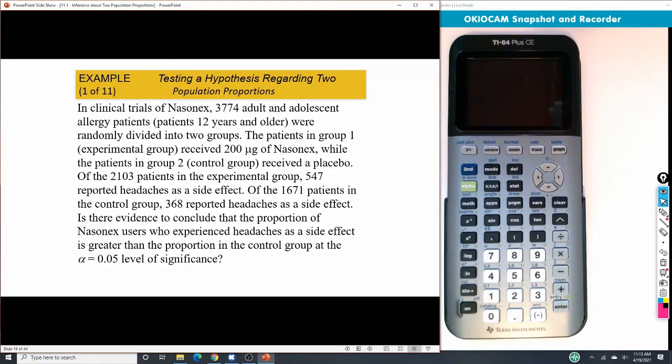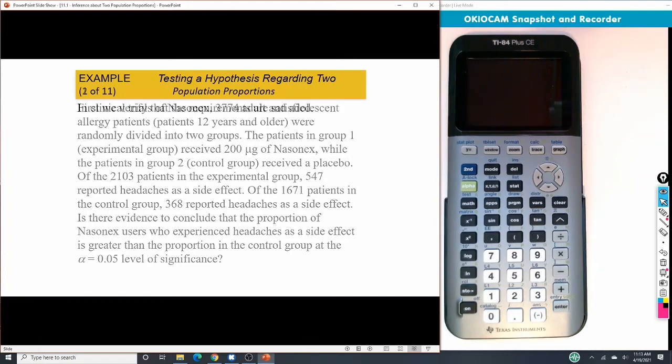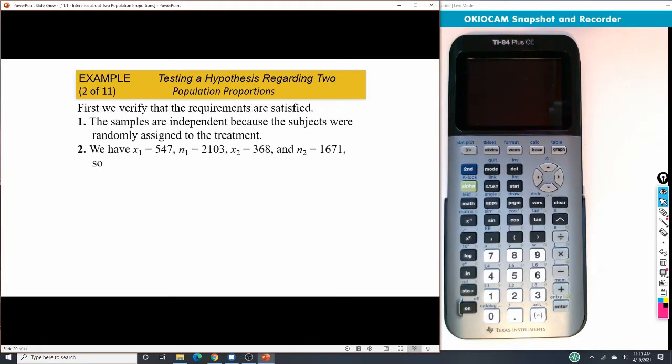Now, they're going to do everything on here by hand. We're going to show you how to do it in the calculator, but I am going to use some of their information since they've already got it sorted a little easier for us. We know first and foremost that they are independent because they're randomly assigned a treatment. Then we have our groups: X1 and N1 is our first group, and X2 and N2 is our second group. We are going to use that information for our hypothesis test.